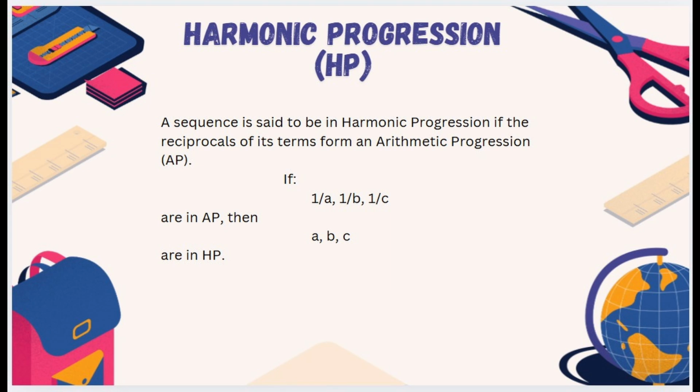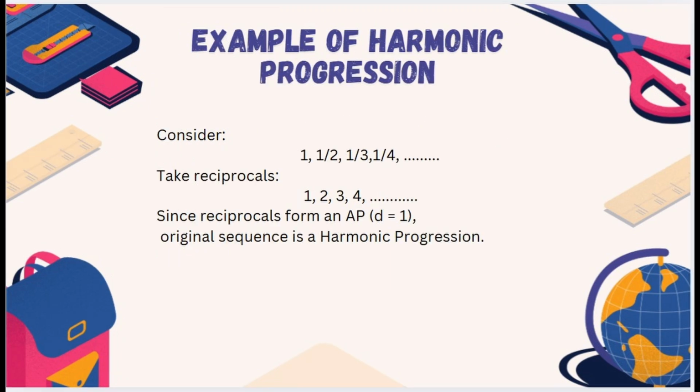Harmonic progression, HP. A sequence is in harmonic progression if the reciprocals of its terms form an arithmetic progression. If 1 over a, 1 over b, and 1 over c are in AP, then a, b, and c are in HP. Example of harmonic progression. Consider the sequence 1, 1/2, 1/3, 1/4. If we take the reciprocals, we get 1, 2, 3, 4, which is an AP with a common difference of 1. Therefore, the original sequence is an HP.